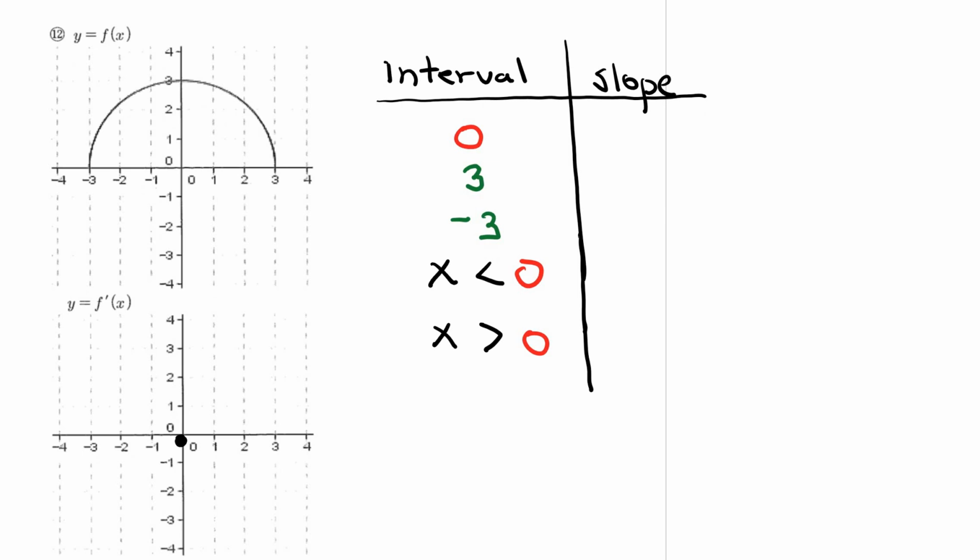Okay, let's look at question number 12 here. This is a good one here. I see a horizontal tangent right here. So when x equals 0, the slope is going to be 0. So I can draw an x-intercept right there.